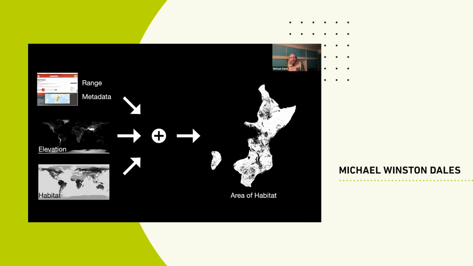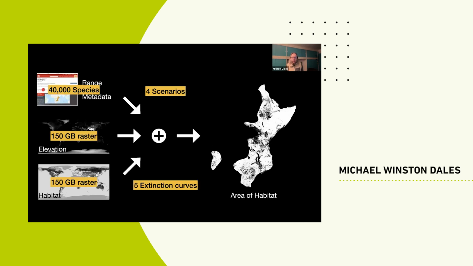And so that seems fine. So why, when I started this project, did it take them 3 weeks to calculate all of the data to generate those maps? It's just scale. There are 40,000 species on the IUCN Red List that go into this.